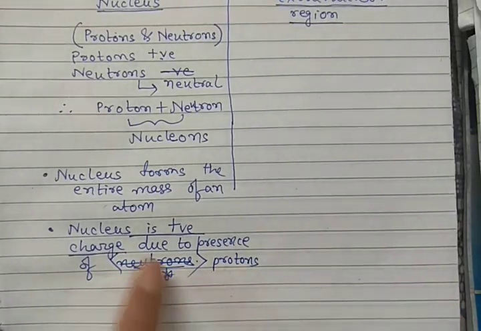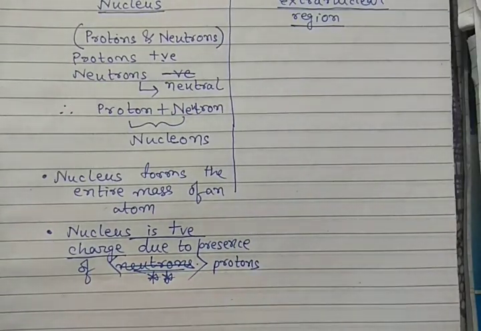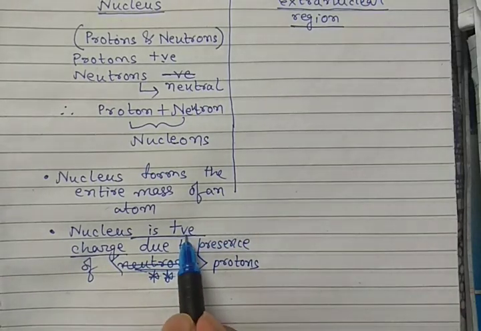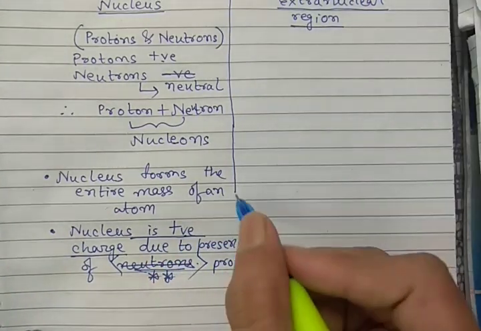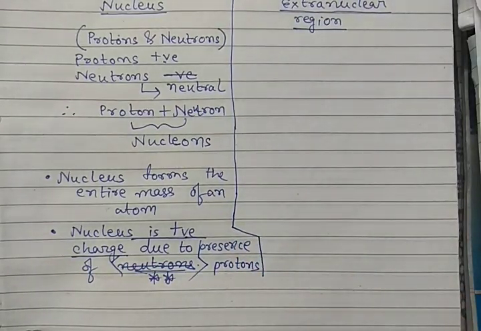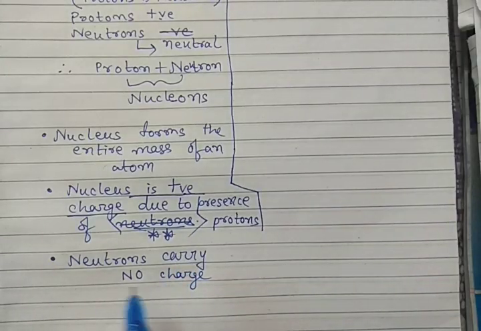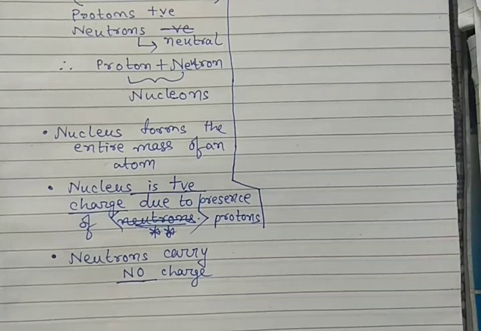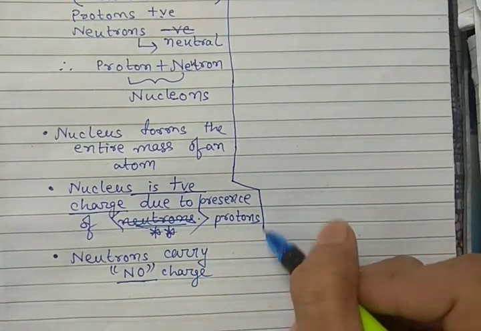Everyone makes this mistake, so I am repeating again: neutron is neutral, remember it with the name itself. So why is the nucleus positively charged? Because of the presence of protons. Protons are positively charged, hence the nucleus is also positively charged. Clear? And lastly, neutrons carry no charge. Always remember this.